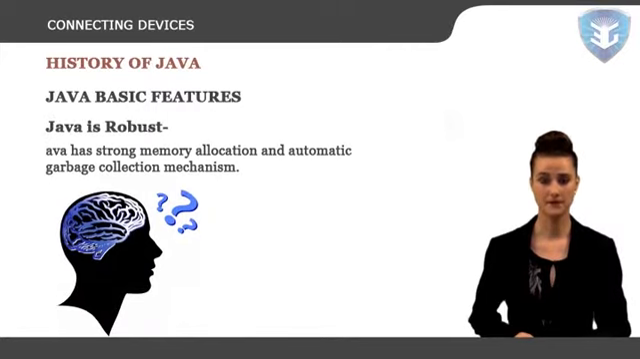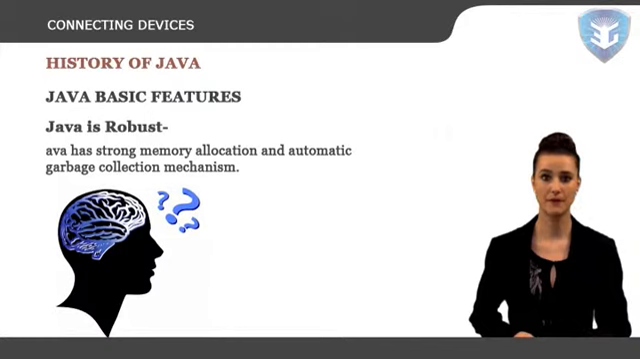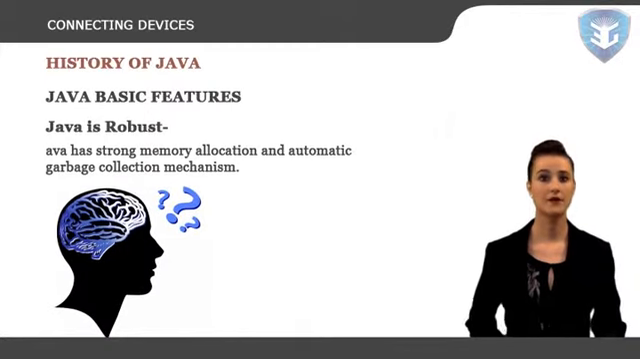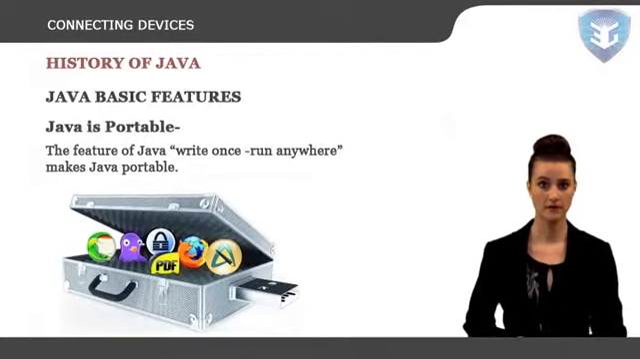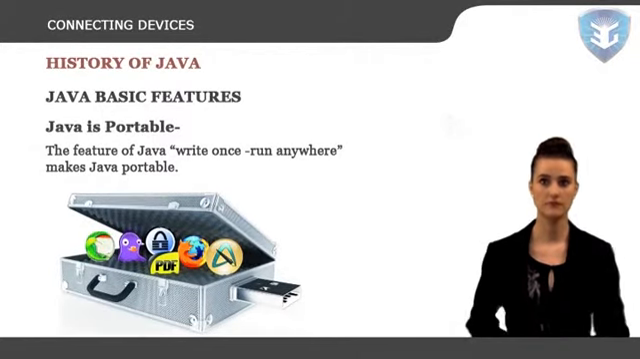Java is robust. Java has strong memory allocation and an automatic garbage collection mechanism. It carries out type checking at both compile time and runtime, making sure that every data structure has been clearly defined and typed. Java is portable. The feature of Java, write once, run anywhere, makes Java portable.